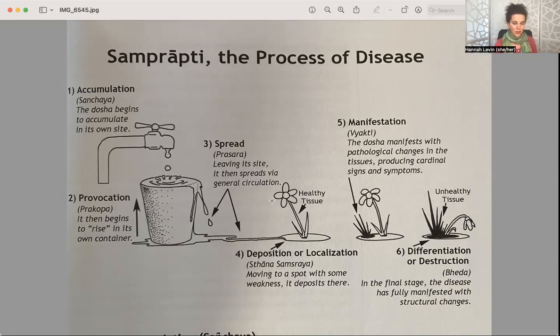As long as doshas are in the first or second stage, remaining in the gastrointestinal tract, they are at the home of Agni, or the digestive fire. In Agni's presence, they are said to act like gentlemen and ladies, and they create awareness in us for craving the opposite. So we do have that initial awareness, if we're paying attention. Once a dosha leaves the home of Agni and enters prasara, or spread, it behaves like a rebellious vagabond and creates cravings in order to further its journey to the next stage of disease.